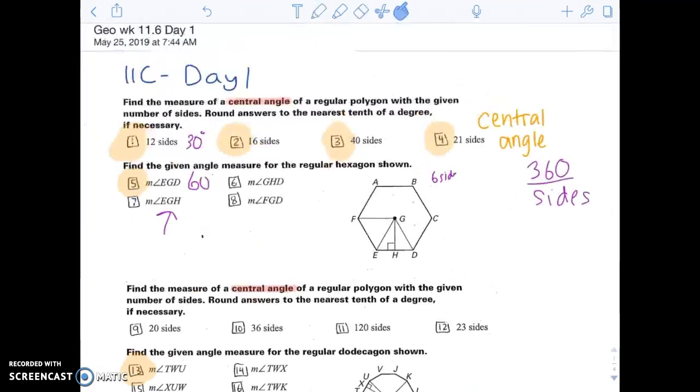So, just to summarize, in order to find a central angle, all you have to do is take how many sides it has and divide that into 360.